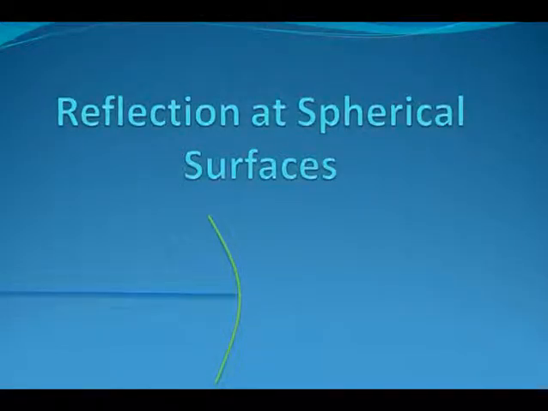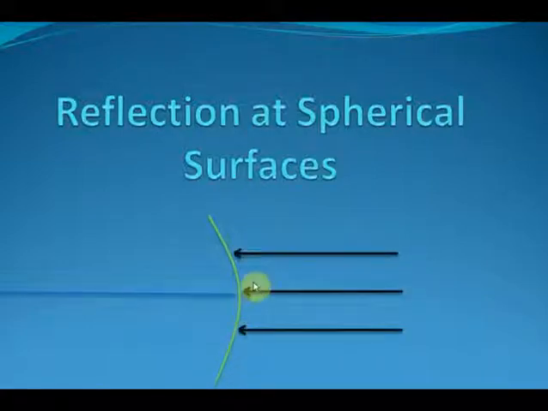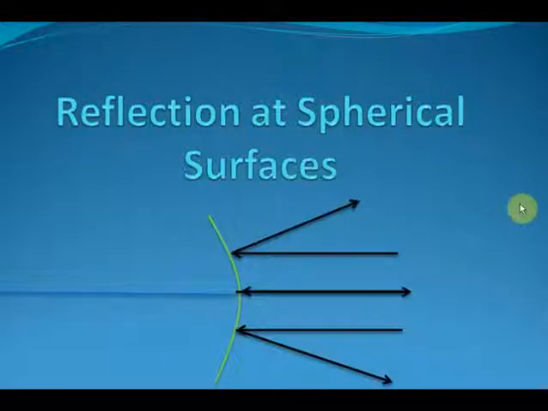In the earlier chapter, we studied reflection at plane surfaces, like reflection from a plane mirror. In this chapter, we'll study reflection at spherical surfaces. A spherical surface like this, you see, is formed when you take a sphere and cut it into small parts. Each part of the sphere can then be used as a mirror.